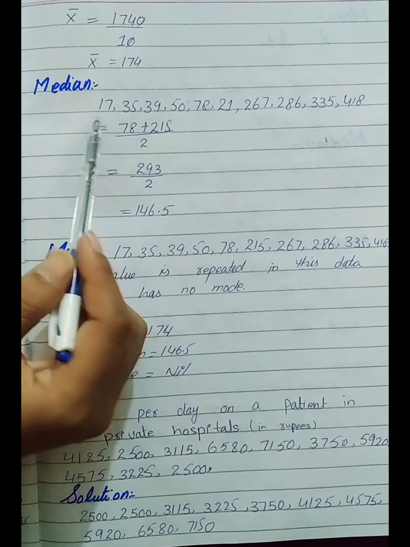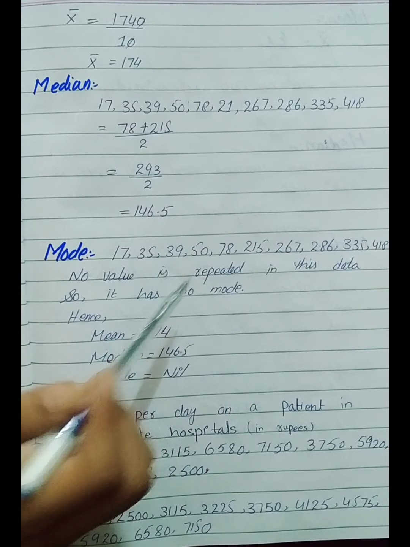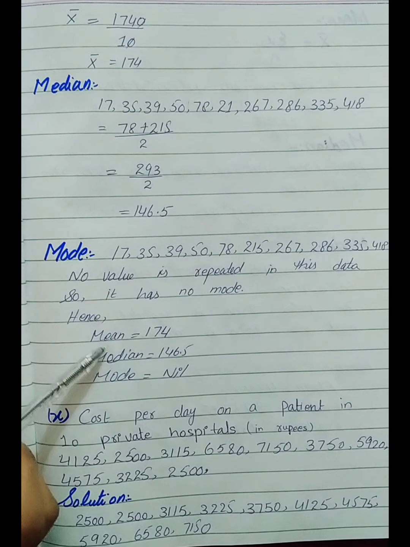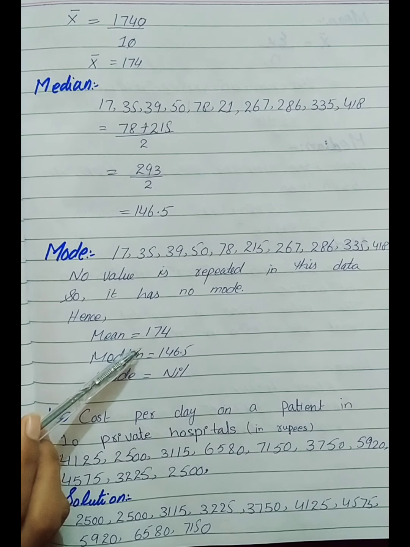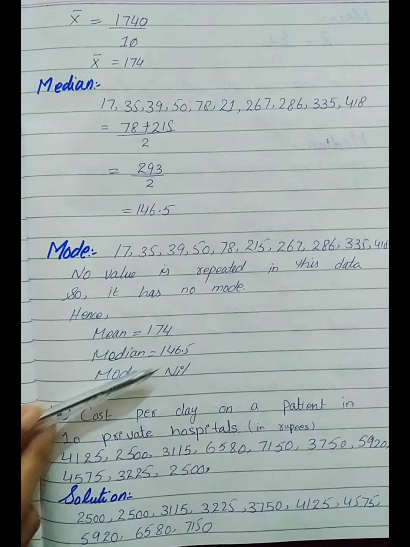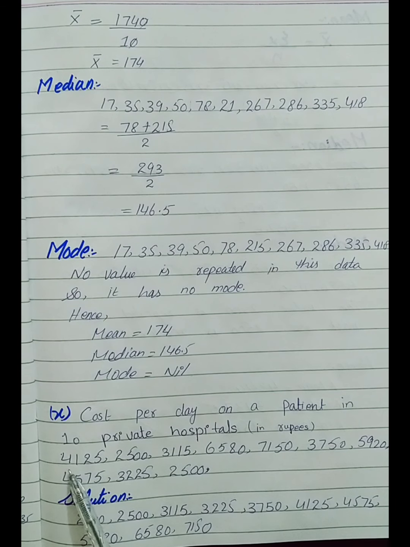Next, mode. In this question we have no value repeated, so it has no mode. Hence the mean is 174, the median is 146.5 and there is no mode. Next question, we have values 4125, 2500, 3100, 115 and so on.